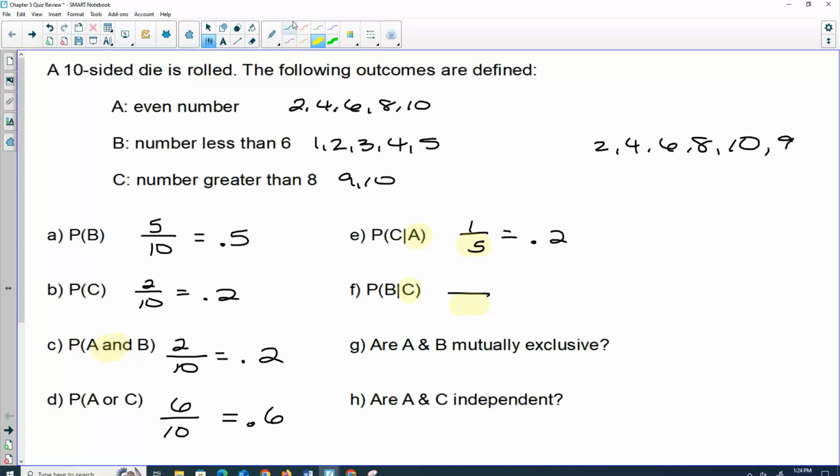B given C. So I know that I'm in set C. How many numbers are in set C? 2. How many of those 2 numbers are in set B? 0. So that would be 0.